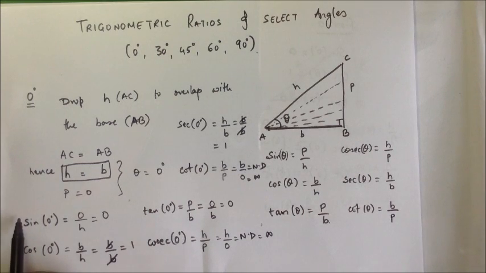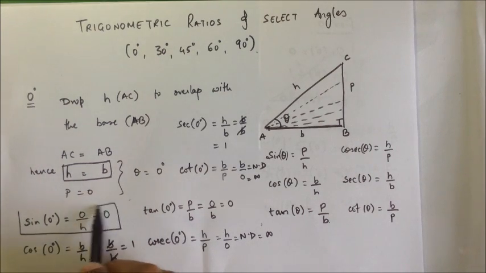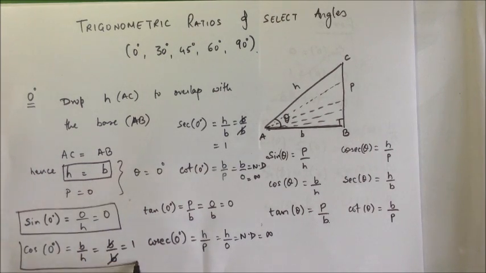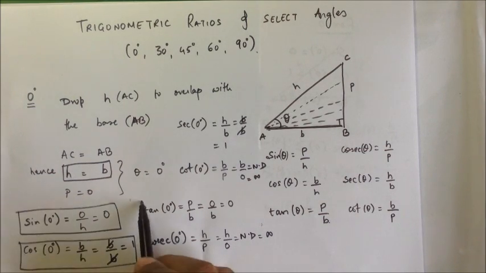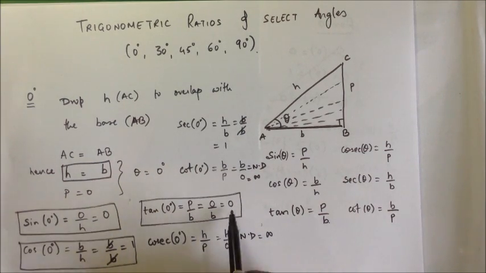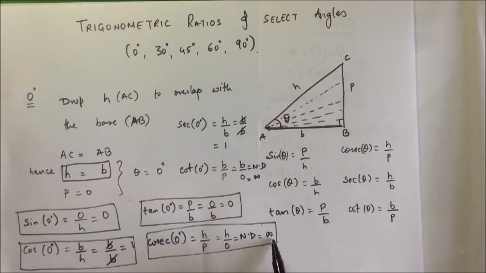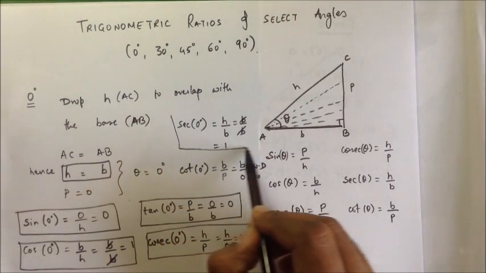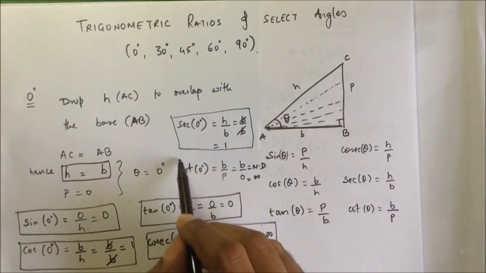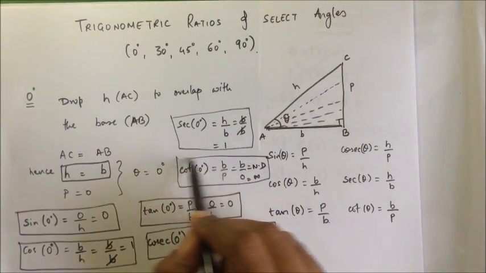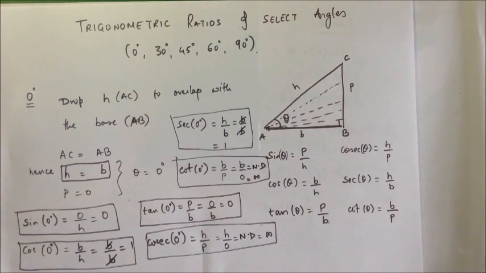So we have to remember the outcomes. Sine of 0 is 0, cos of 0 is 1, tan of 0 is 0, cosec of 0 is either not defined or we can call it as infinity, sec of 0 is 1, and cot of 0 is again not defined or infinity.